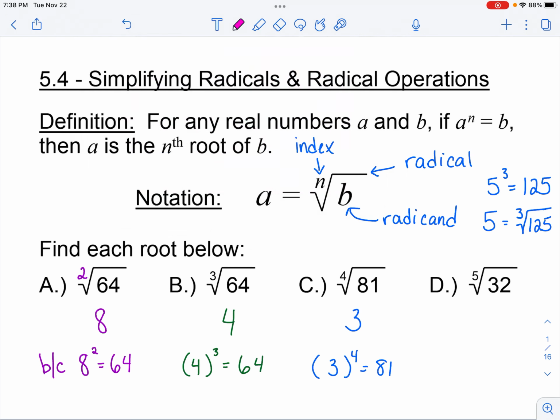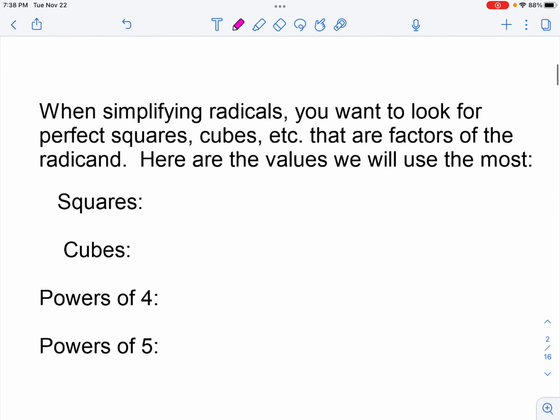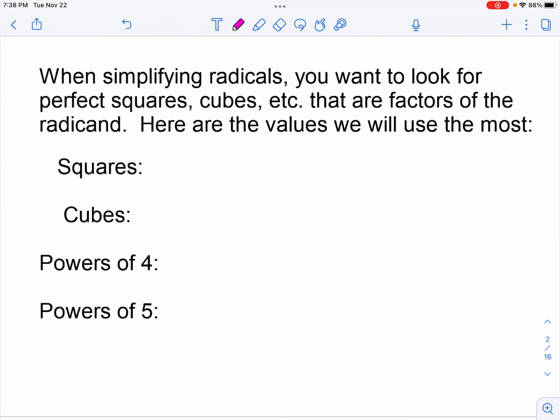Okay, one more. The fifth root of 32. So you guessed it, something to the fifth power is equal to 32. Any guesses? Okay, it's a 2. So the fifth root of 32 is a 2. Now, how am I figuring all of these out? Well, when we're simplifying radicals, we want to be able to take a look at perfect squares, perfect cubes, and so on, and we want to look for factors that go into the radicand.